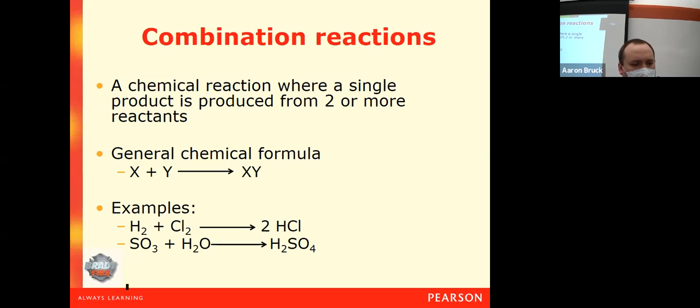Synthesis reactions, also known as combination reactions, are given by this telltale sign. We have a single product being formed out of multiple reactants. That's what lets us know that we're dealing with a synthesis reaction. Synthesis literally means bringing together. And here we are bringing together multiple reactants and coming out with one product.